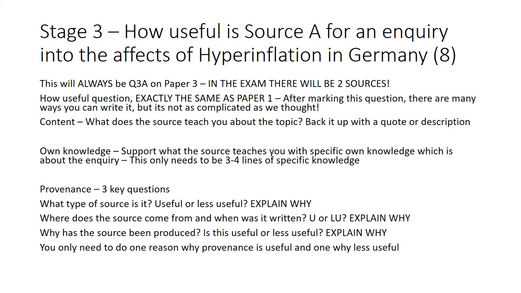Why has the source been produced? Has it been produced to make someone feel angry, sad? Has it been made to make an audience feel an emotion? Is that useful or less useful? Explain why. You only need to do one reason why the provenance is useful and less useful.